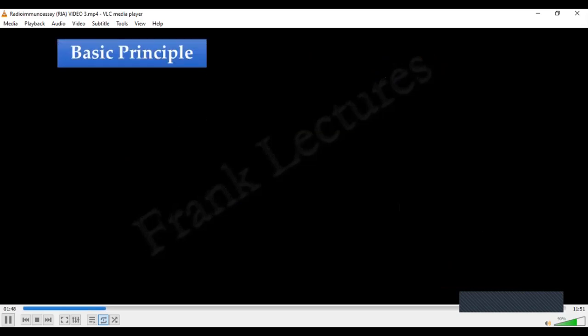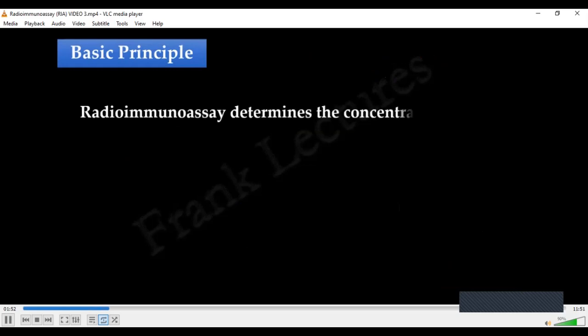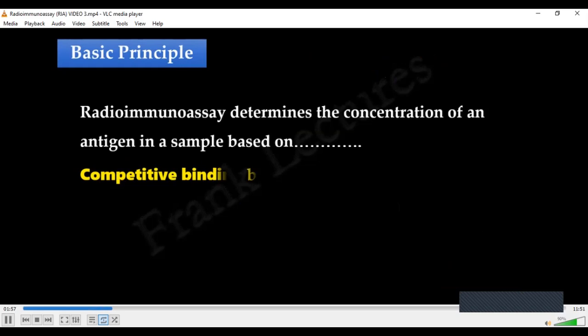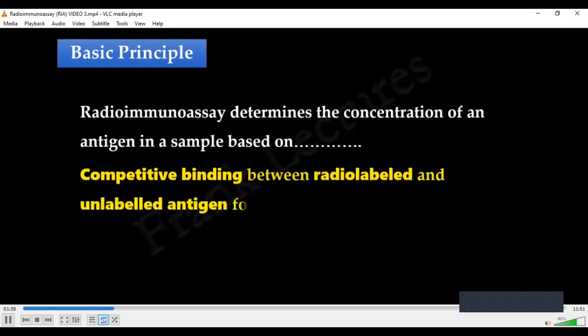Let's first understand the basic principle of this assay. Radioimmunoassay determines the concentration of an antigen in a sample based on the competitive binding between radiolabeled and unlabeled antigen for its specific high-affinity antibody.